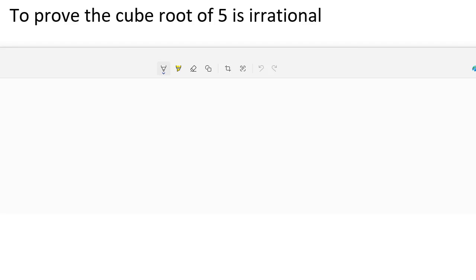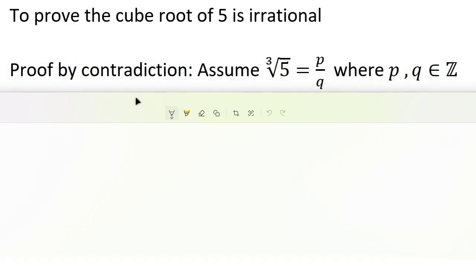Here's a little tricky proof that's on the syllabus: to prove the cube root of 5 is irrational. So this is a proof by contradiction. You should always say that right at the start: proof by contradiction. Assume that the cube root of 5 is rational.